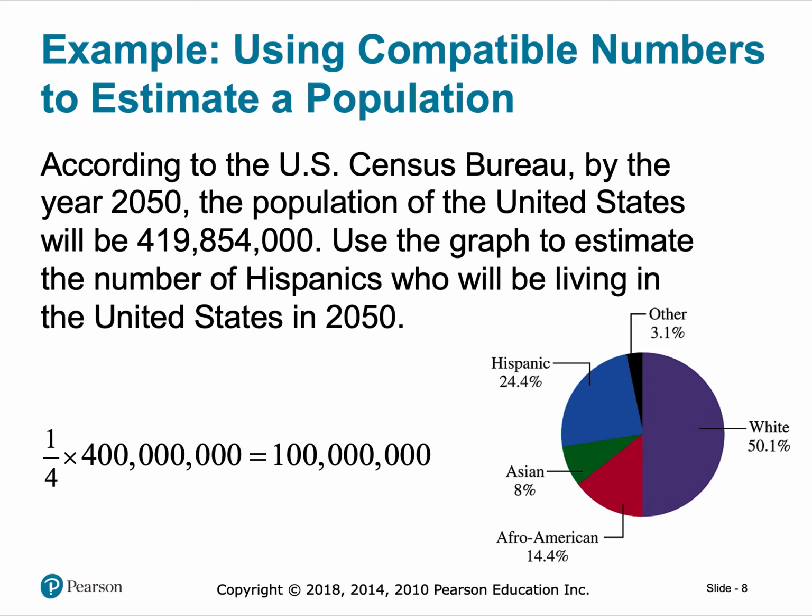And so if I'm using compatible numbers, I can estimate all kinds of things. So if I want to look at populations, I can easily round those off. If I'm dealing with 419 million, I could say, okay, I'm going to round that to 400 million to make my math a lot easier. And so if I'm looking at the graph, I can see that 25% is roughly where the Hispanic population is. So if I'm a quarter of the population, that gives me 100 million. And so those were compatible numbers because 24.4% is really close to 25%, and 25% makes my life a lot easier.